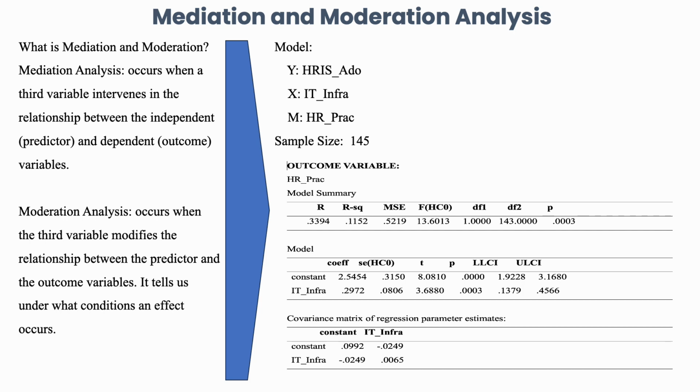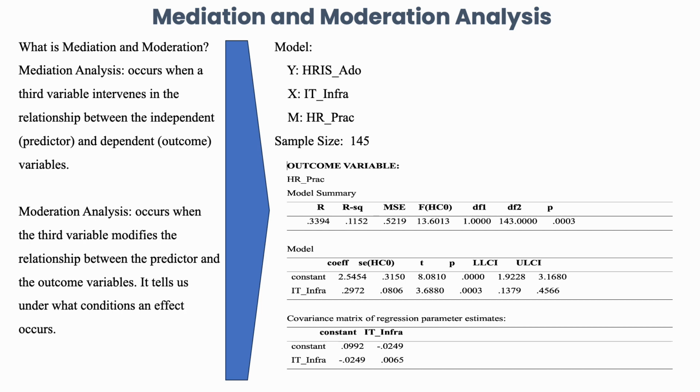Moderation analysis occurs when the third variable, which is the moderator, modifies the relationship between the predictor and the outcome variable. It tells us under what condition an effect occurs. It answers when, and for whom, an effect is stronger or weaker.